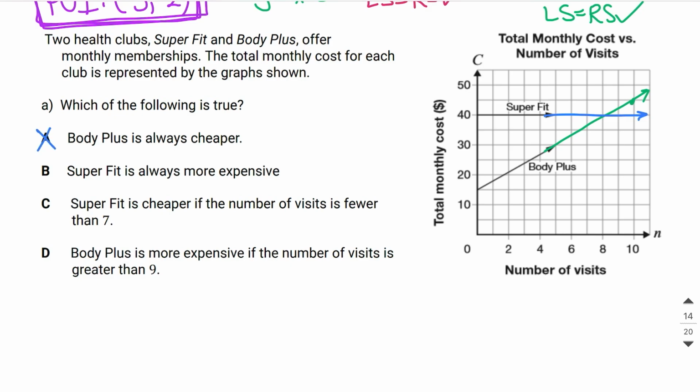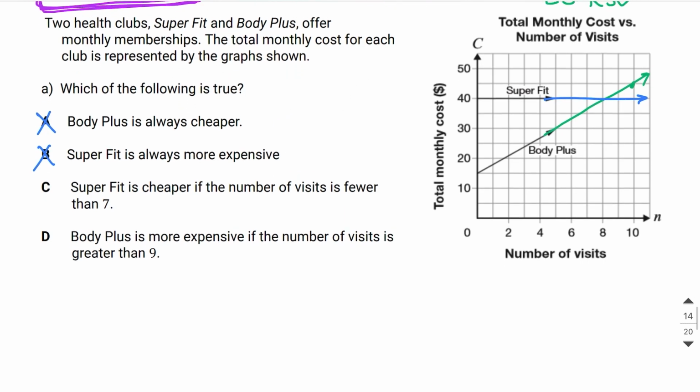And Superfit is always more expensive also is not true because eventually we get to a point where Body Plus becomes more expensive than Superfit. These are also pretty much saying the same exact thing. So there's no way that one of those is true and the other one isn't. They both have to be false.